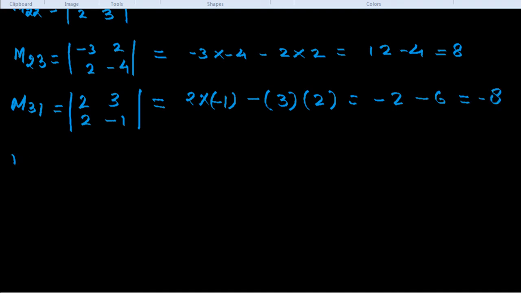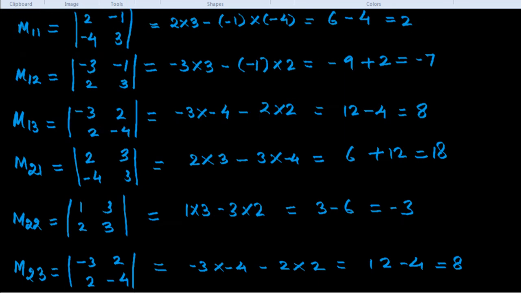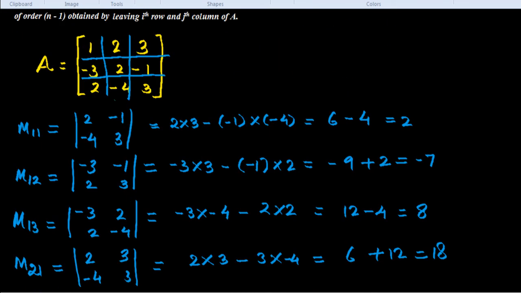So now M32. The a32 element is minus 4 here. So we have to leave this row and this column. We get 1 3, minus 3 minus 1.